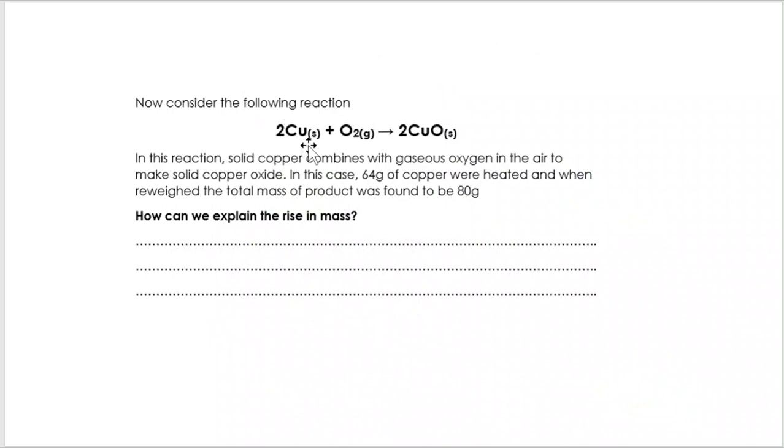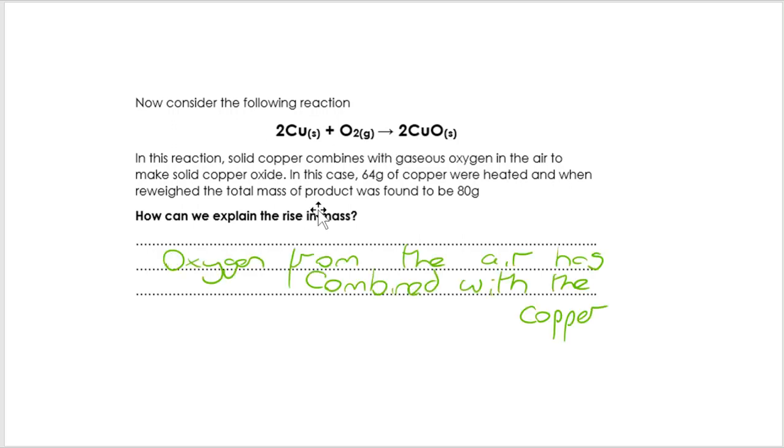And we're seeing here that we started with 64 grams of copper, but we've ended up with 80 grams of copper oxide. Again, bear in mind, this is solid. It's combining with gas in the air. We're bringing gas in to be part of a solid. So the oxygen from the air has combined with the copper. And we can be more specific that if we had 64 grams of copper and the total mass of product is 80, then 16 grams of oxygen has been taken from the air to combine with the copper.